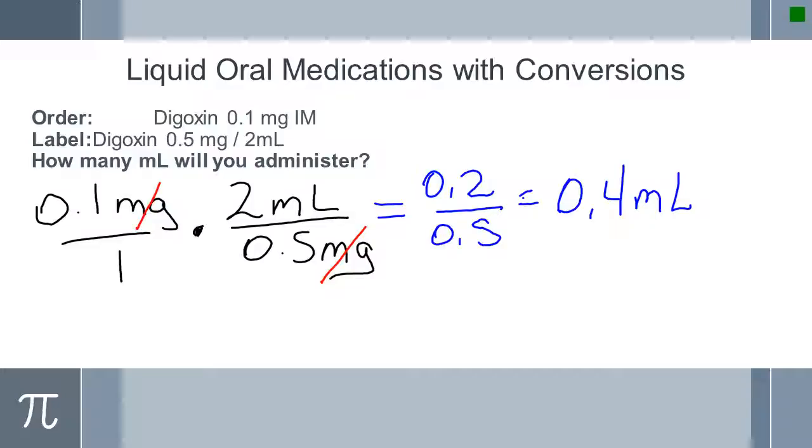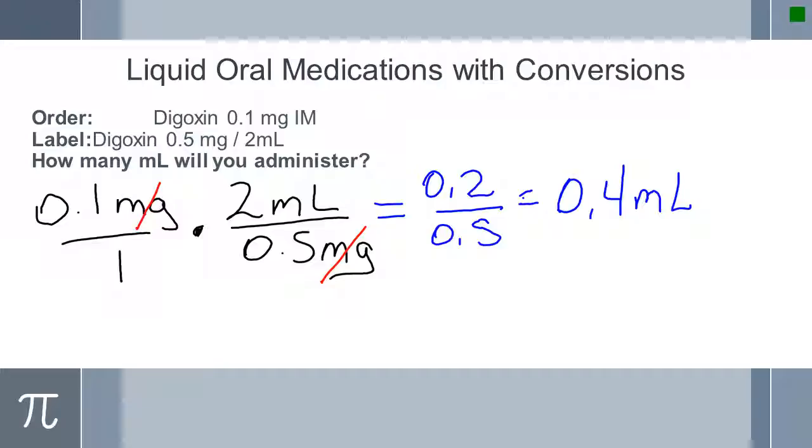Let's try one more. On this one, we have 0.1 milligram. We're going to put that over 1. Then we have 2 milliliters and 0.5 milligrams. I know I set it up right because my milligrams cancel.